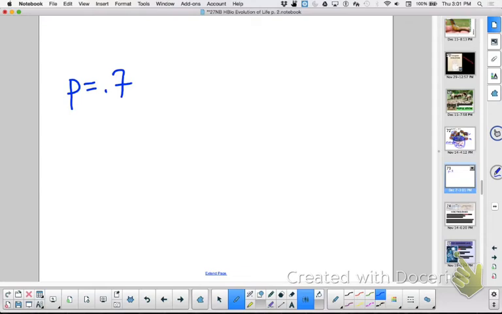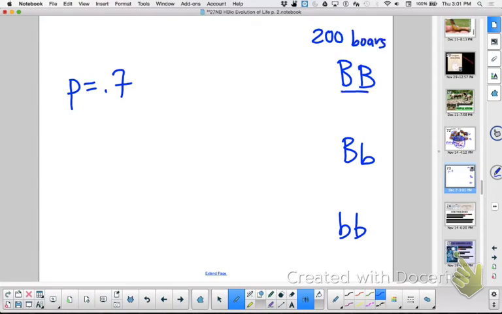Could you tell me how many boars were big B big B, big B little b, and little b little b, if I told you there were 200 boars? Remember, this is going to be Q squared. This is going to be your 2PQ, because I can be big B little b, or little b big B, same thing. And this is going to be P squared.